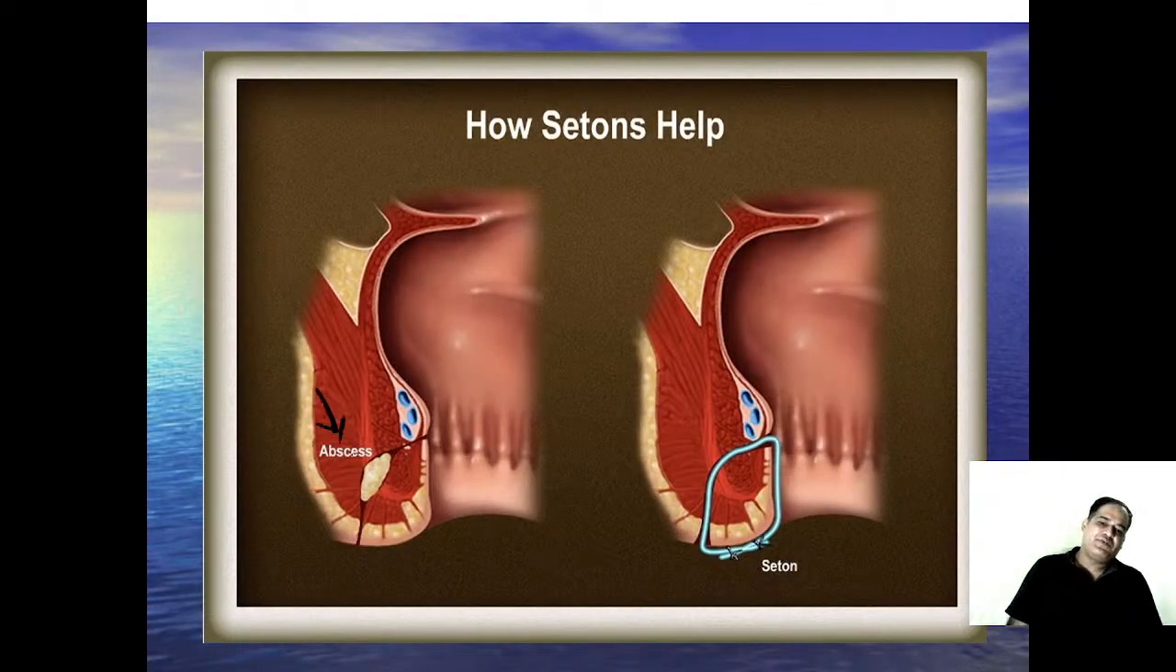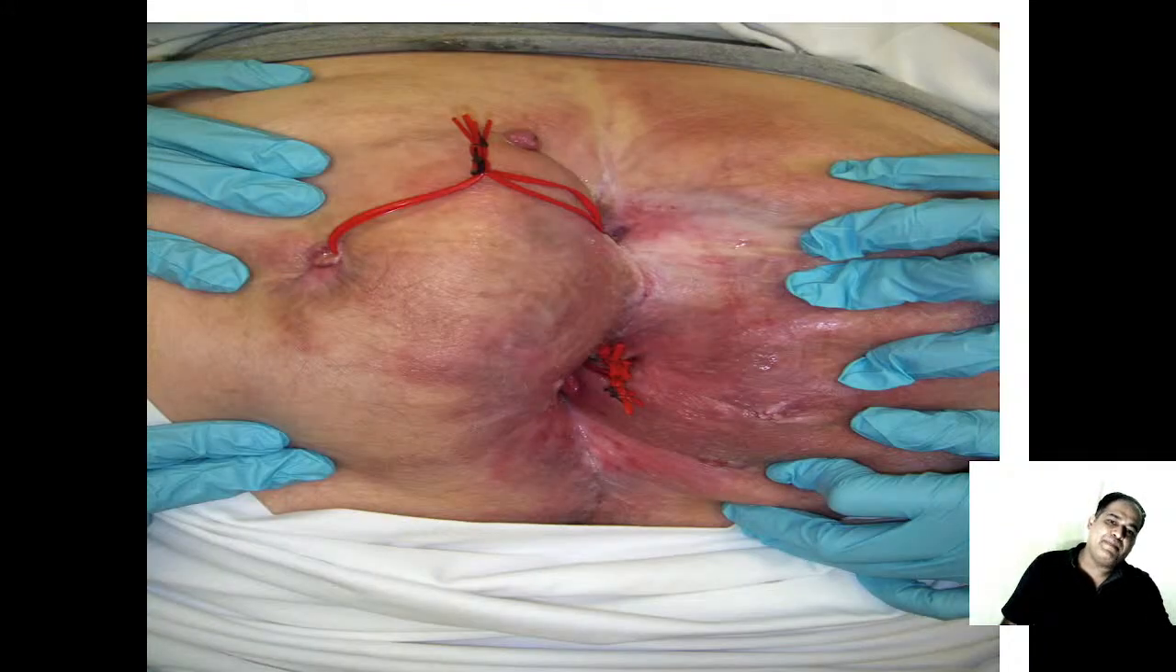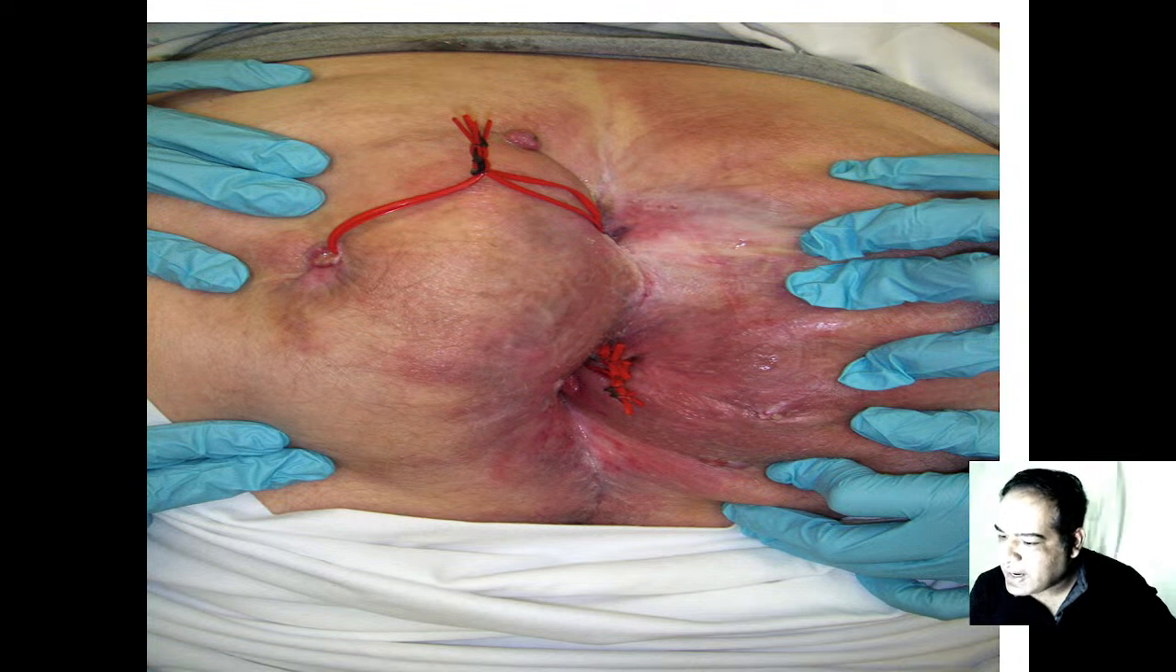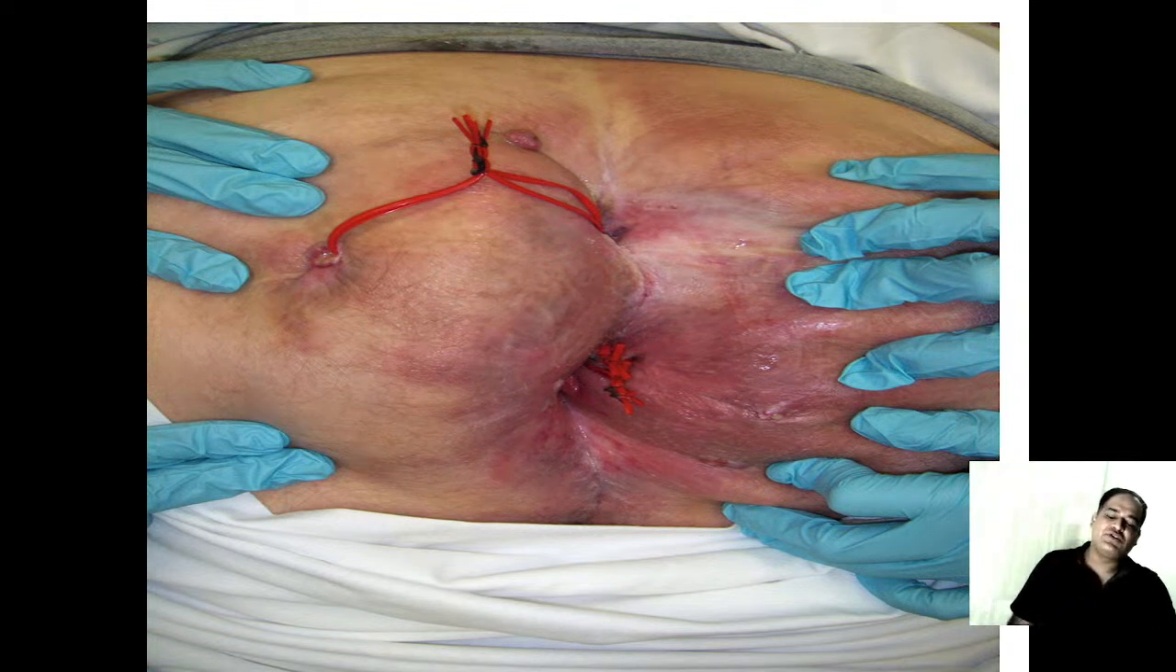So seton is basically just like an absorbent thread. Now you see on the left side there is an abscess, and if we place a thread through this fistulous tract, fine, that will help to remove any pus that is retained on the inside of the fistula.